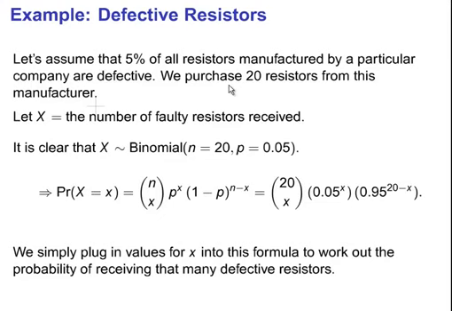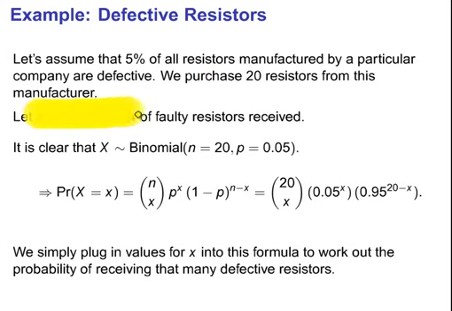Now, let's assume that 5% of all resistors manufactured by a particular company are defective, and we purchase 20 of these resistors, and we're interested in the number of faulty resistors in our batch. It's slightly weird to say that a defective resistor here is a success. I'm not going to use the word success here, but that's how we would usually look at things.